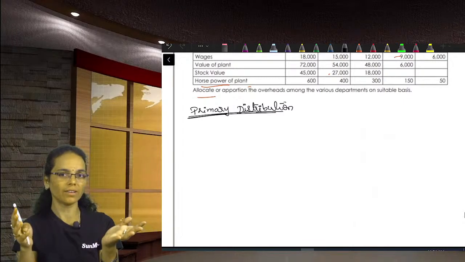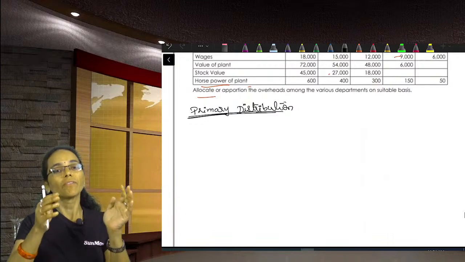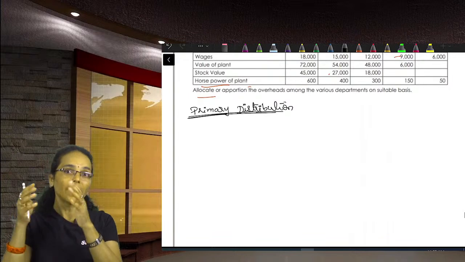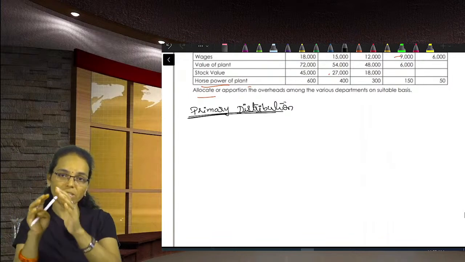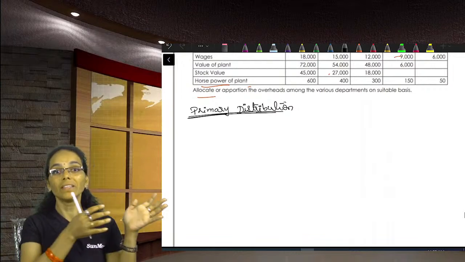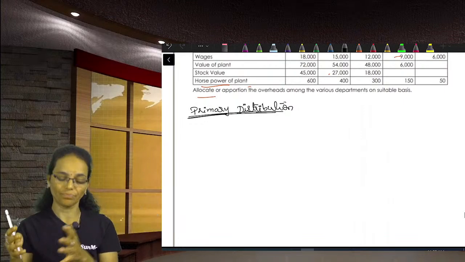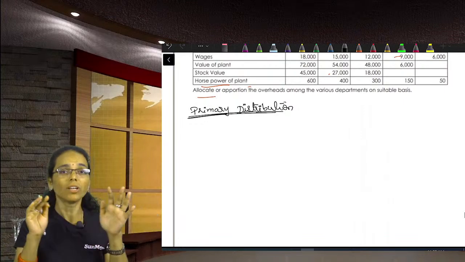Primary distribution. Take an example. This is a factory. Here we have service departments and production departments as well. But when we are paying rent to the landlord, we will pay the entire rent directly to the landlord. We will not say, service department, you go and pay this much rent, meaning whatever portion is allocated to you, you pay on a proportionate basis to the landlord.